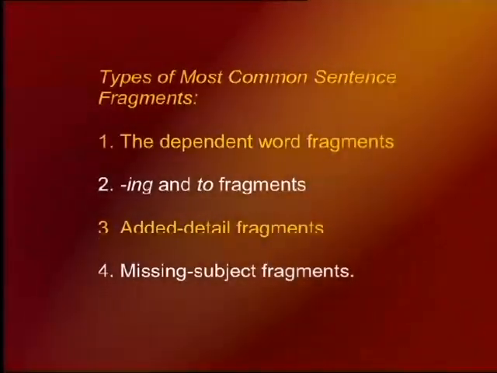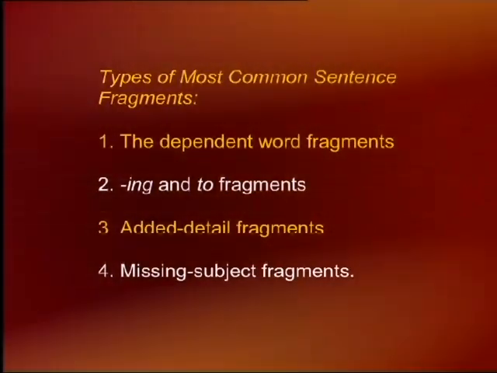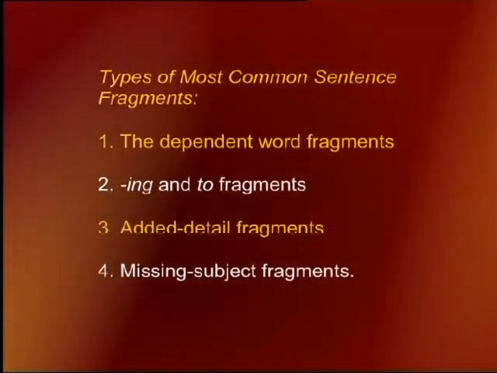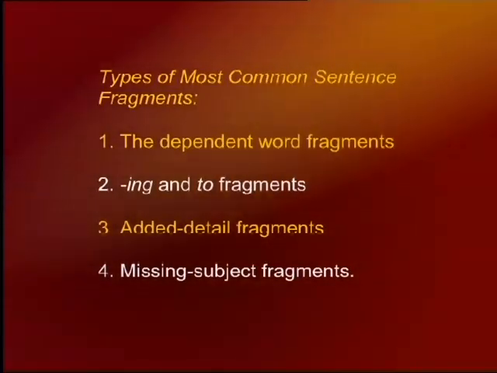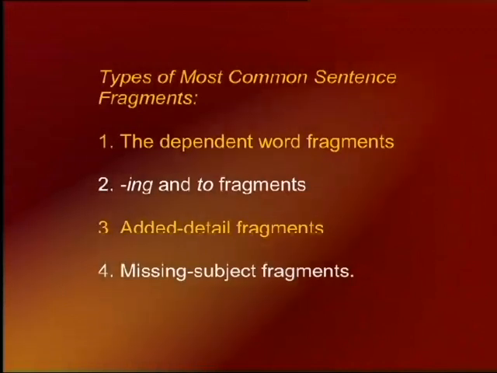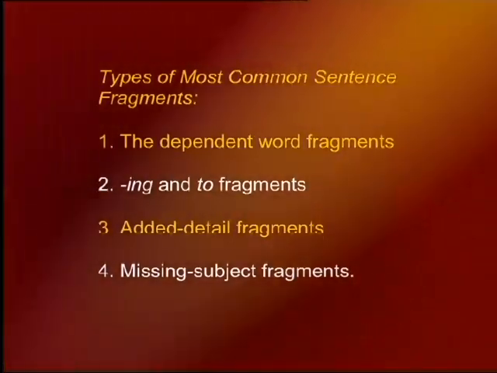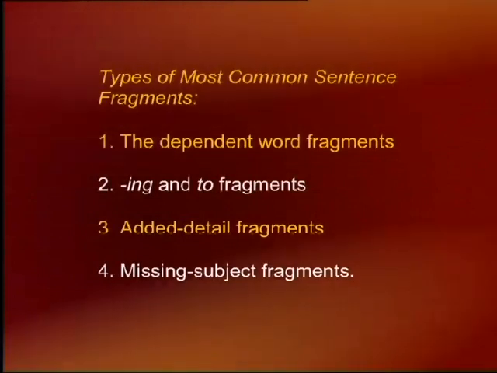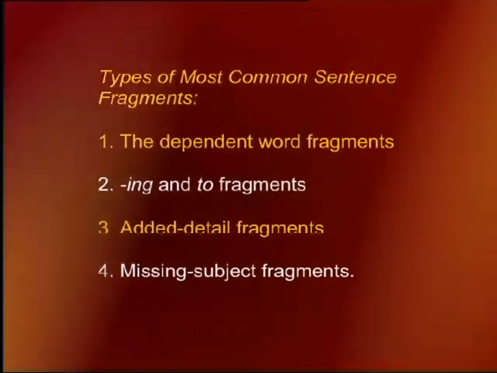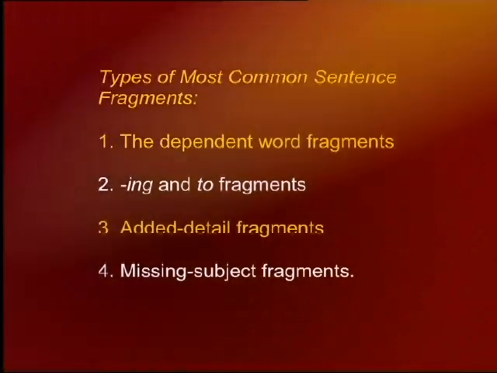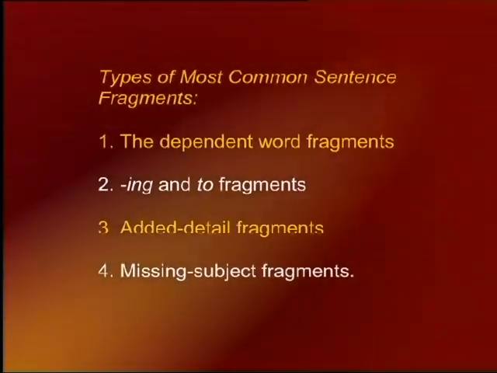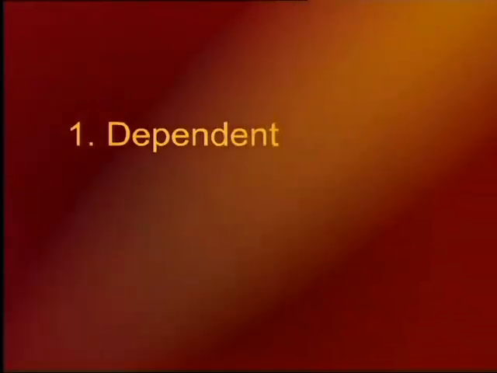And these are 4 types. Number 1, the dependent word fragment. The second is the -ing and to fragments. And the third is the added detail fragment. And the fourth is the missing subject fragment. These are all different types, and as we go through them, you will find you will have no problem distinguishing one from the other. Now let us look at the first one, the dependent word fragment.